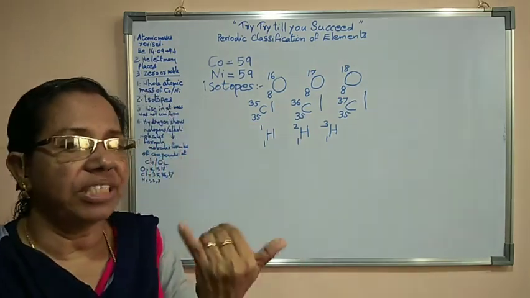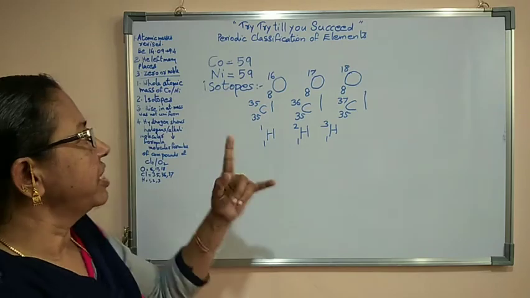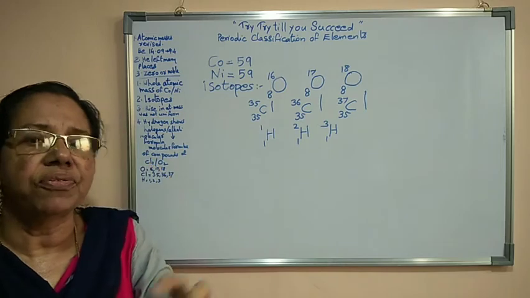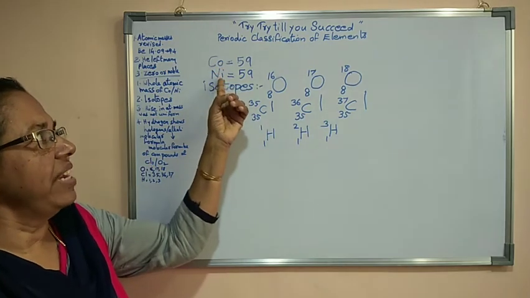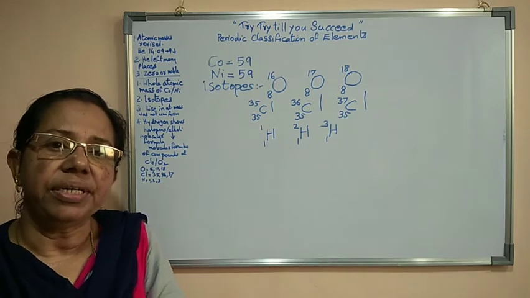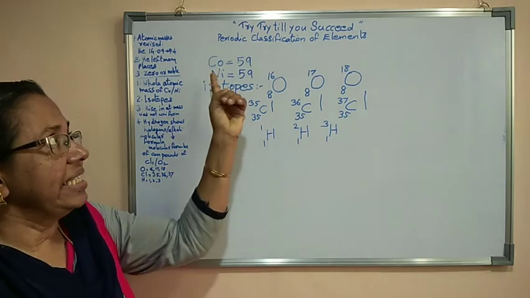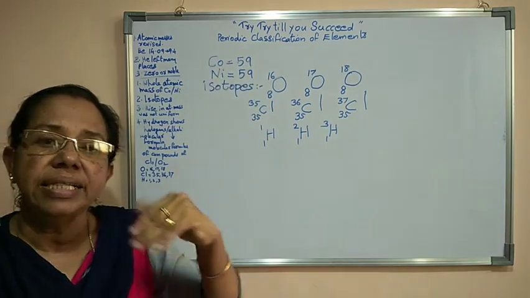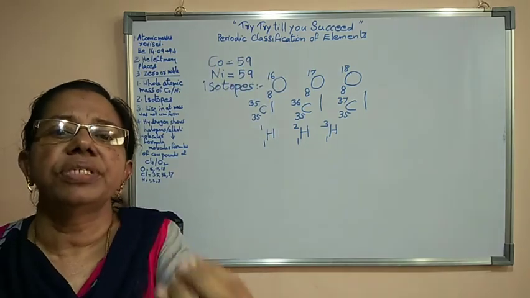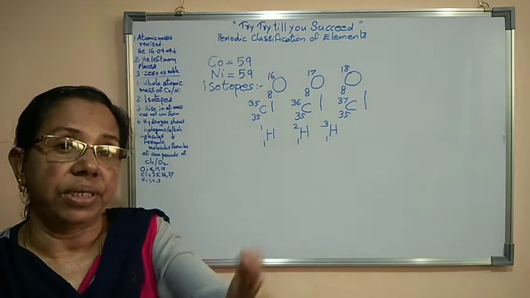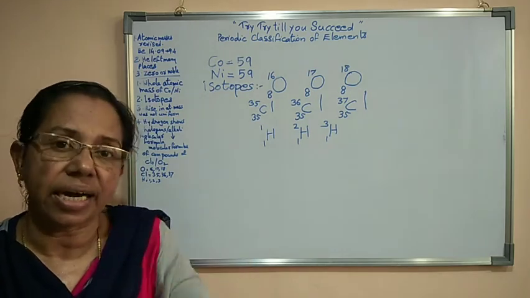The first point we had studied: what is the first point? The atomic masses of cobalt as well as nickel are the same. As a result, for giving place to these elements, there was so much confusion in his periodic table about where he had to arrange them.